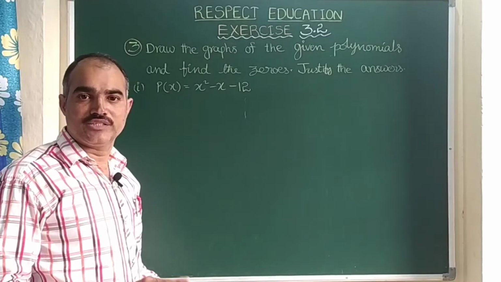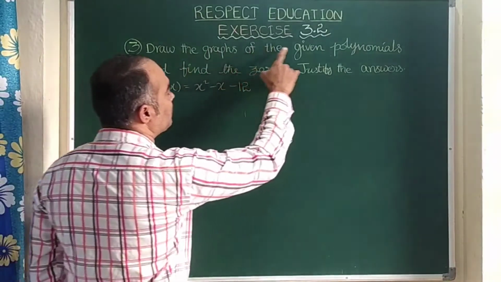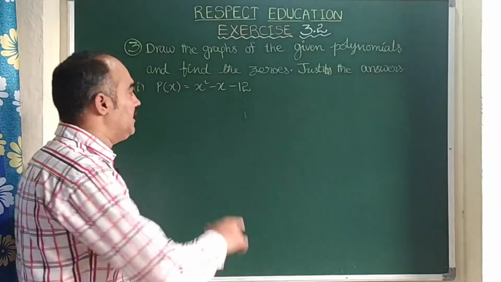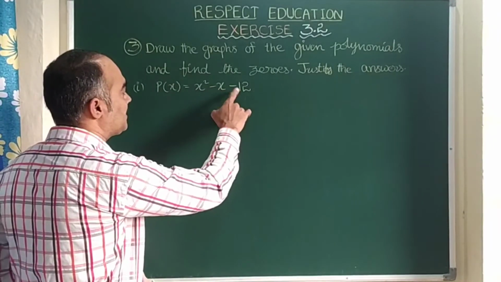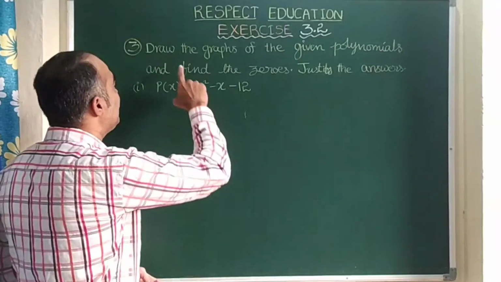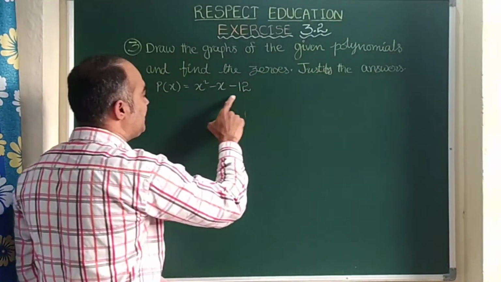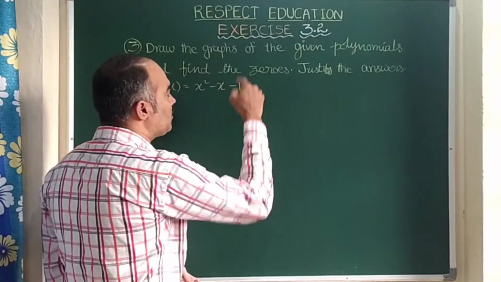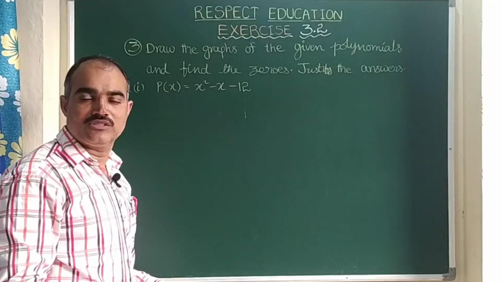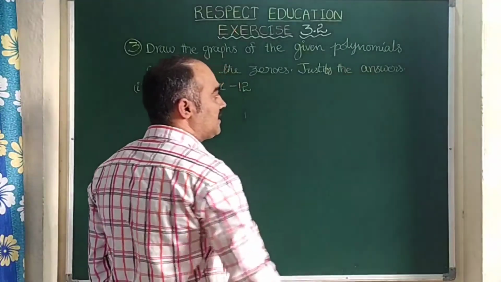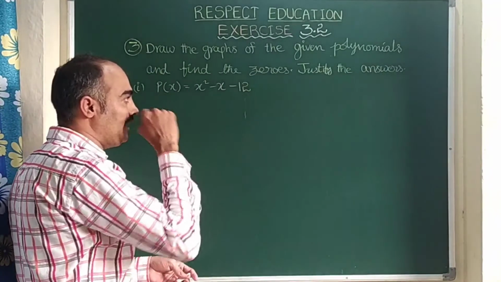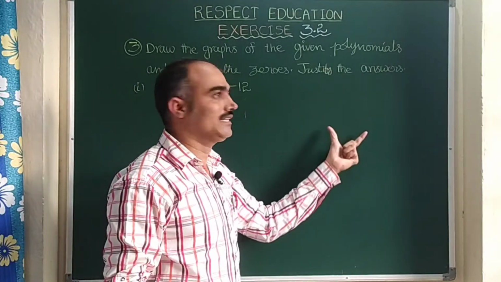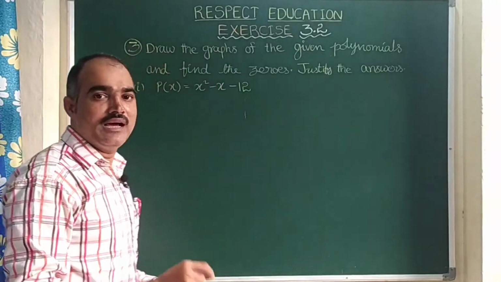Let us see the next question, that is question number 3. Draw the graphs of the given polynomials and find the zeros. Justify the answers. In this, the first bit is p of x equal x square minus x minus 12. Here you read the question: draw the graph of the given polynomial. This is the given polynomial. For this we need to draw the graph, that is the first work. Find the zeros. From the graph we need to find the zeros, that is the second work. Justify the answer. What zeros you get from the graph, we need to do justification, means we need to do verification. We need to verify the answers. So here these three things are to be done. Let us do one by one.